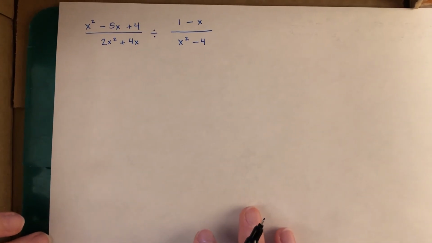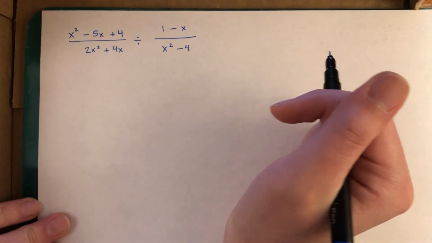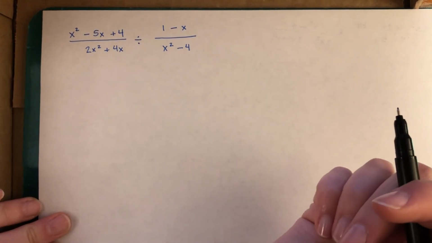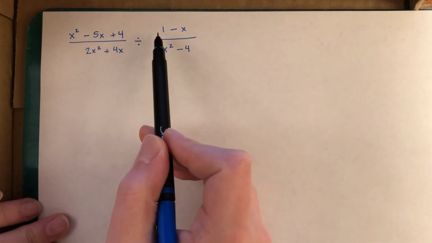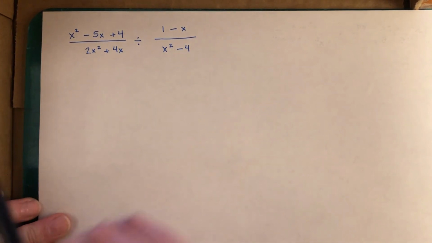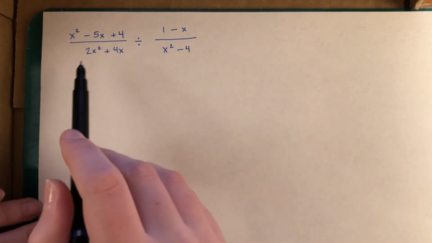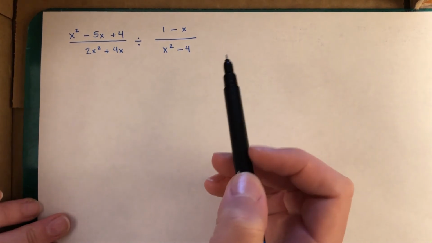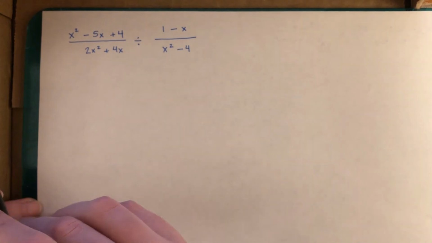All right, welcome back. We're going to do some more multiplying and dividing rational expressions. So today I've got some more advanced ones for you. If we look at this, we've got a whole lot of stuff to deal with before we are ready to look for factors to cancel. Let's deal with these things one at a time.